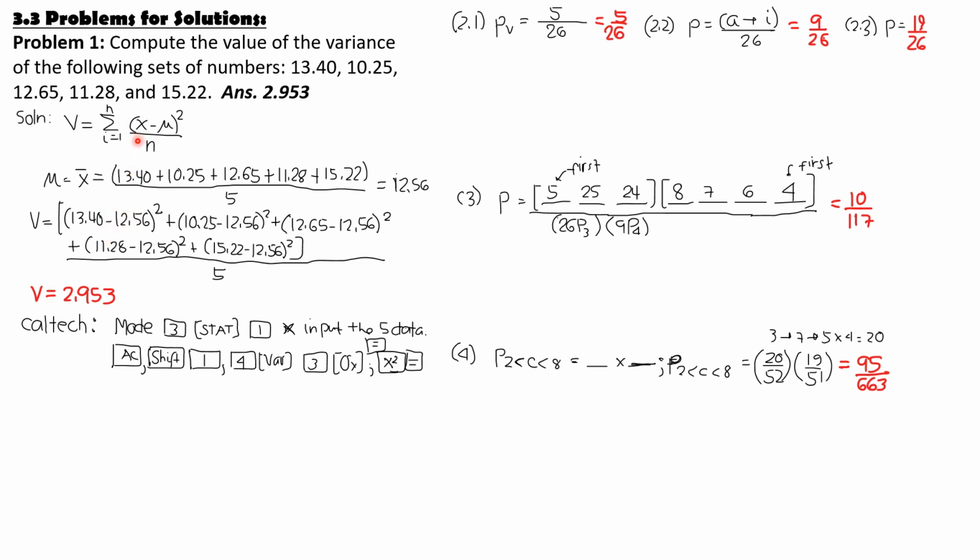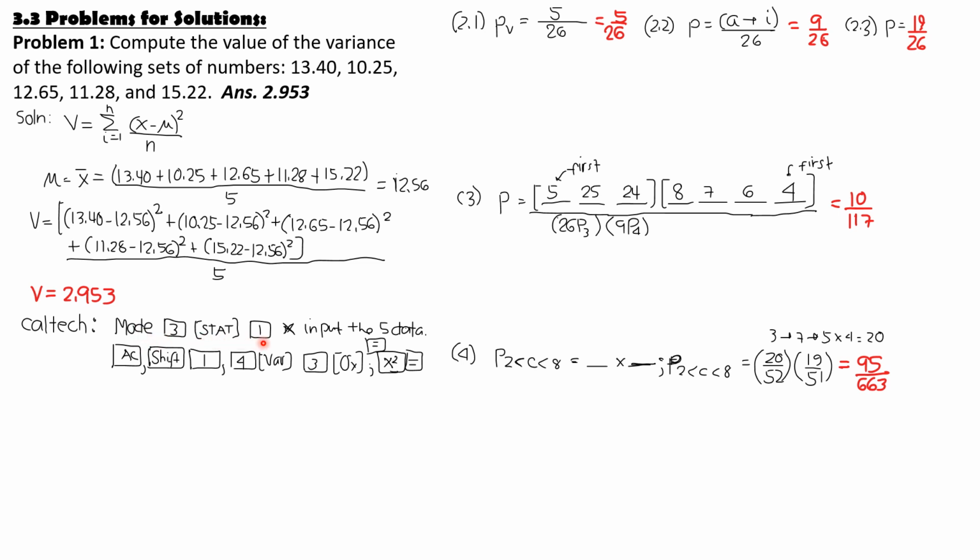So using these calculations, we have the summation of quantity 13.4 minus 12.56 squared plus 10.25 minus 12.56 quantity squared plus 12.65 minus 12.56 quantity squared plus 11.28 minus 12.56 quantity squared plus quantity 15.22 minus 12.56 squared, then close, divide by 5, and you will get 2.953 as the variance.